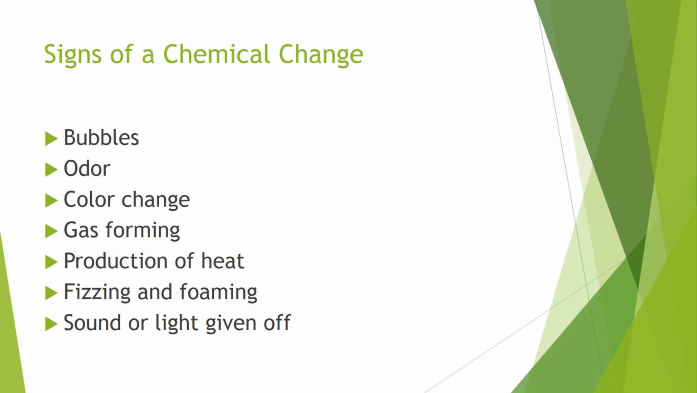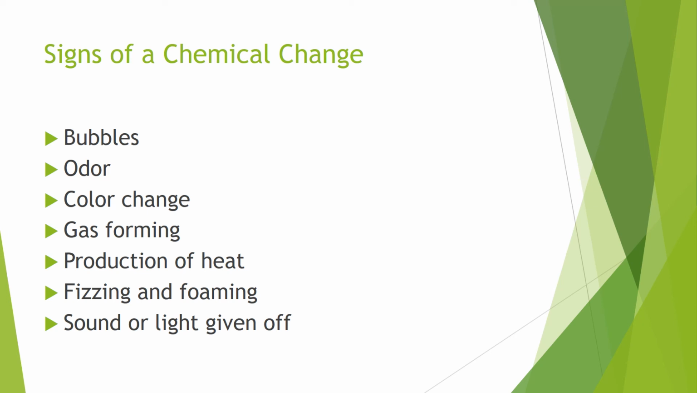So bubbles, if you have gas production from bubbles, that's a chance that there's been a chemical reaction. If there's a new odor, a lot of times that's a sign of a chemical reaction happening. Color change. This is different than with a physical change, where you could just paint something and change its color. This is when things actually react and change color. There's a good chance of a chemical change happening. Any kind of gas formation being given off, whether in the form of bubbles or, if there's no liquid involved, it may just be given off, is a sign of a chemical change.